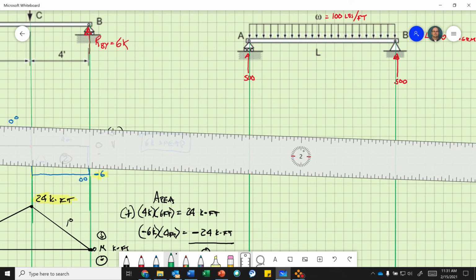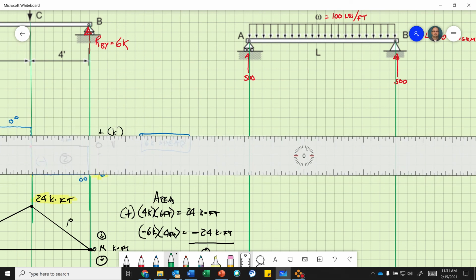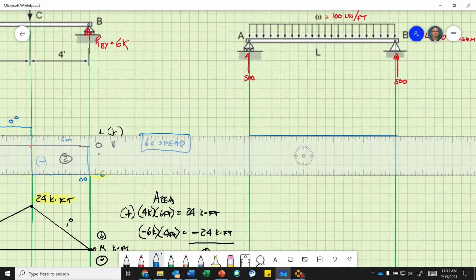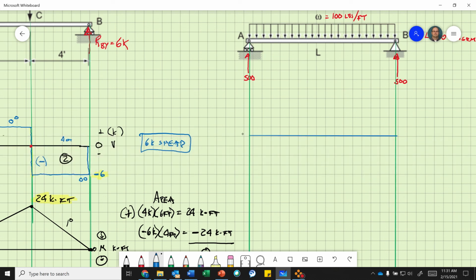Point zero shear. Okay. And we'll make that blue. Draw a 0. Okay. So we know this is 0. This is positive shear. This is negative shear. And shear is V. I don't know why they call it V, and our units are pounds. Okay. So let's go up.